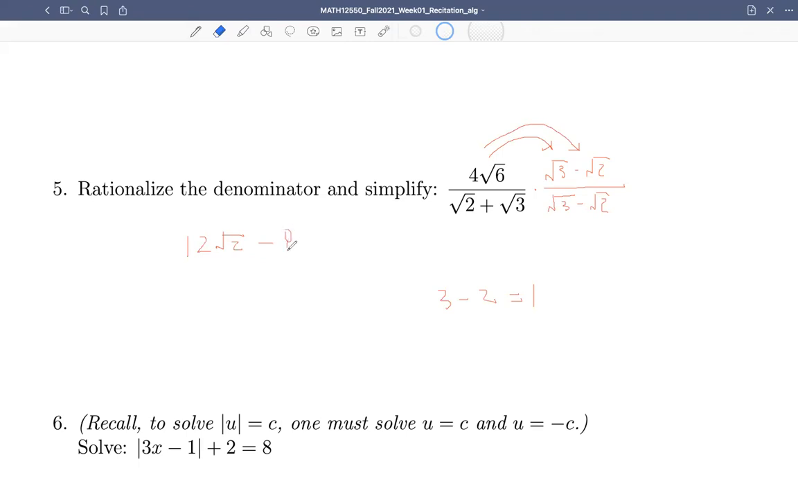Minus 8. Then we have radical 3 left. And that's it. That's the answer for this one, for 5. So simplified, it becomes 12 radical 2 minus 8 radical 3. Dividing by 1, we don't need to write dividing by 1. Now let's see 6, the last one. Let me erase this.